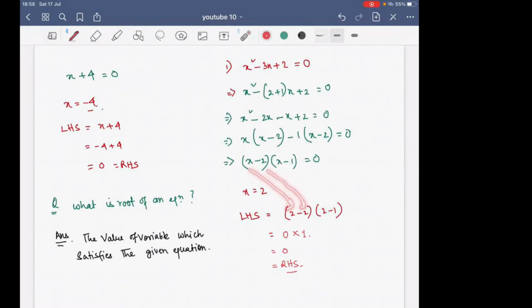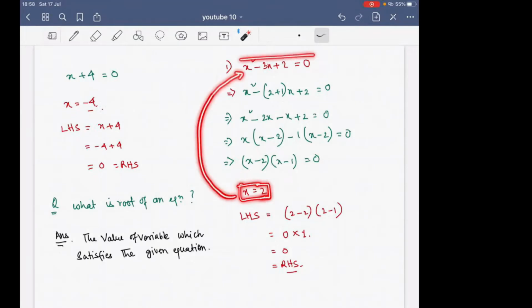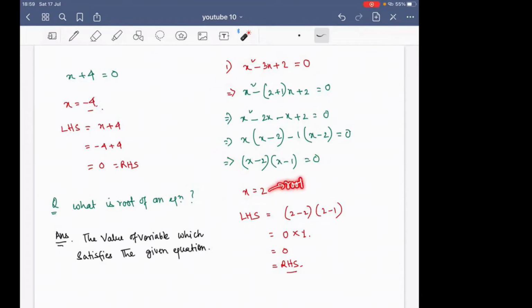And you should know that here, since left hand side is equal to right hand side, x is equal to 2 satisfies this equation. And you should know that this equation comes from this equation, right? So we can say x is equal to 2 satisfies x square minus 3x plus 2 is equal to 0. What do we call the value of the variable that satisfies an equation? We call this a root, right? But there is a catch here.